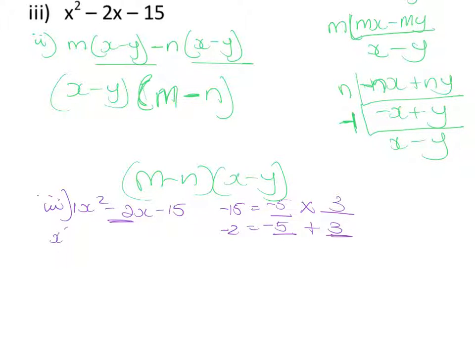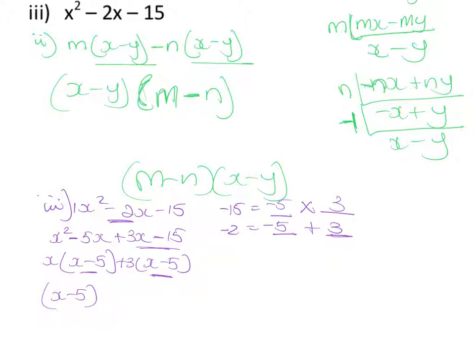So we get x squared minus 5x plus 3x minus 15. What's common to the 2 here? We get x, and we're left with x minus 5. What's common with the next 2 here? We get 3, positive 3, and we get x minus 5. And we see the x minus 5 is common to both. So we'll get x minus 5 and we'll be left with x plus 3.